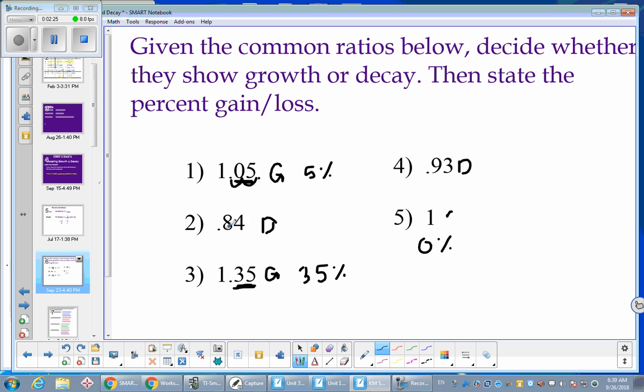So for decay now, this 0.84 is how much we kept. So from 100, we have to figure out how much we lost. So 100 minus 84 leaves me with 16%. So if I kept 93%, that means I lost 7%. So you just have to do 100 minus 93, or you can think about it in your head.